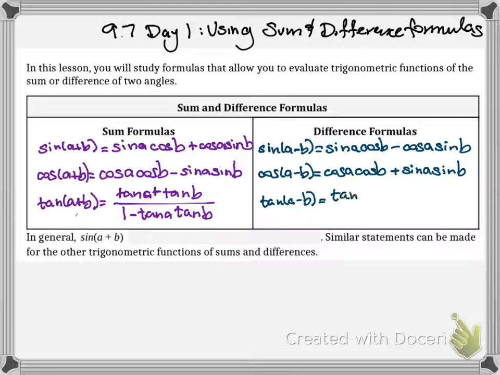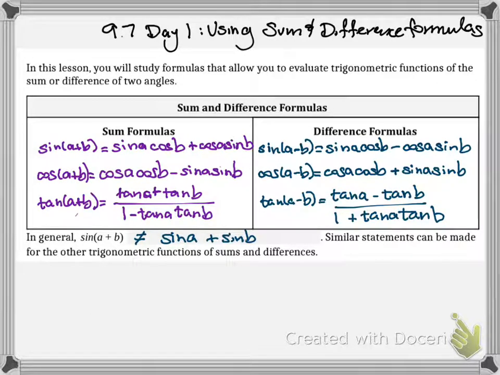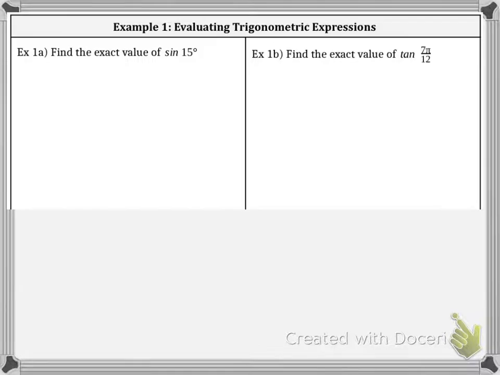So this is tangent of A minus tangent of B over 1 plus tangent of A times tangent of B. So in general, sine of A plus B does not equal sine of A plus sine of B. So similar statements can be made for the rest of them. So cosine of A plus B is not cosine of A plus cosine of B. So let's try and use this.